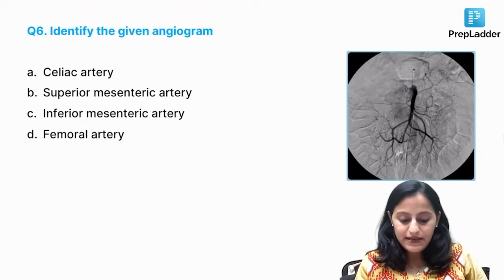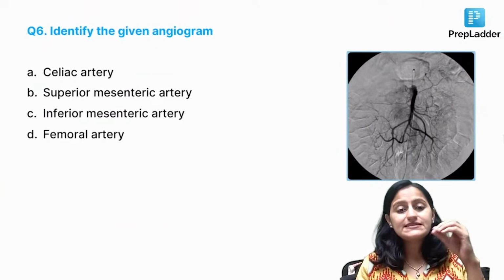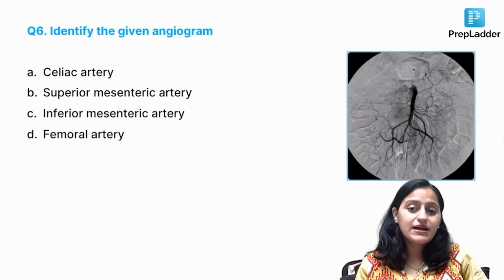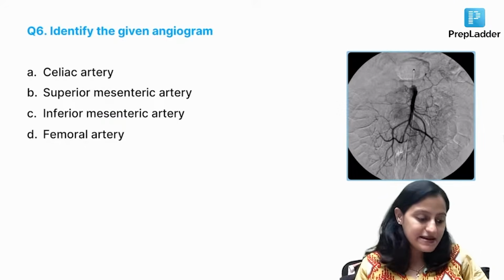Correct. Next one, identify this angiogram. Is it celiac, superior mesenteric, inferior mesenteric, or femoral? What artery angiogram is this? How do you identify this?